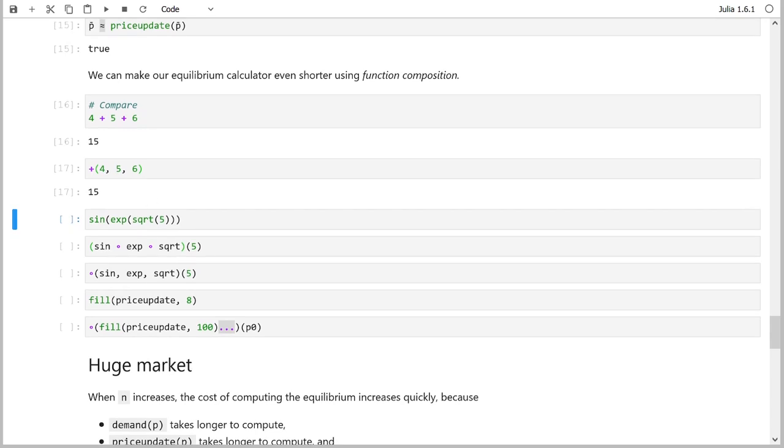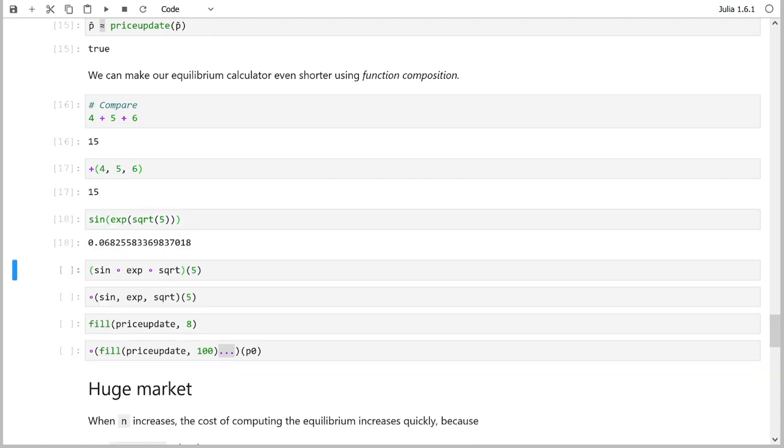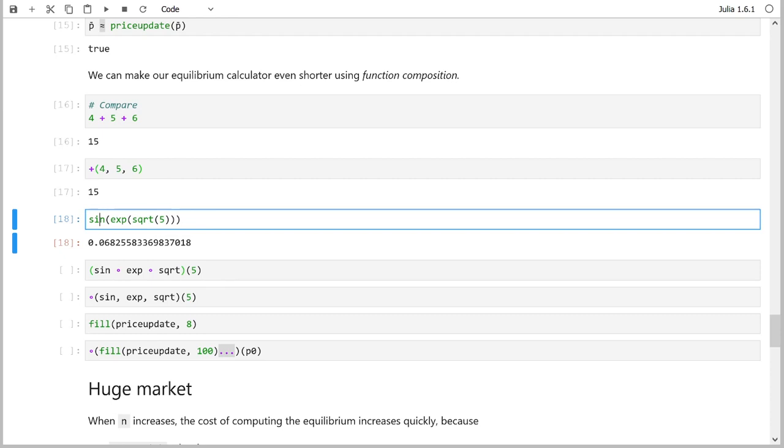Similarly, if I think about a composition of functions like this, so let's say I have 5, I want to take the square root, then I want to exponentiate it, and then I want to take the sine. I don't know why, but suppose that's what I want to do. Then this is equivalent to composing a function that is, first you do square root, then exponential, then sine. So we're stringing these functions or operators together.